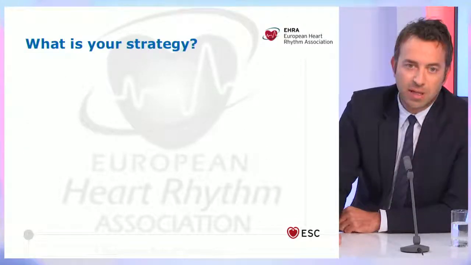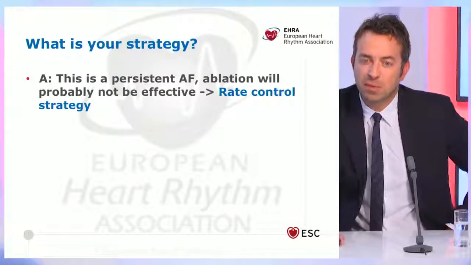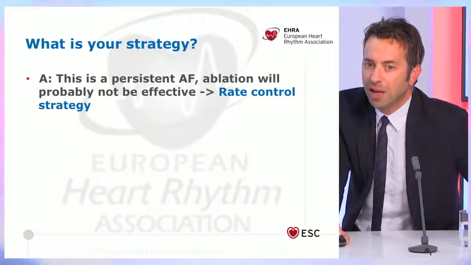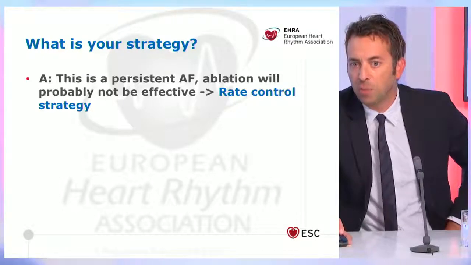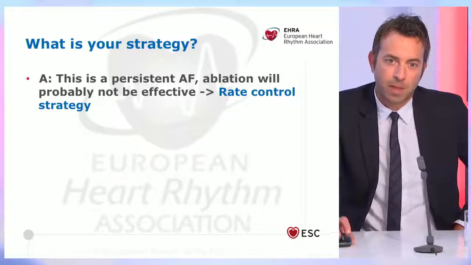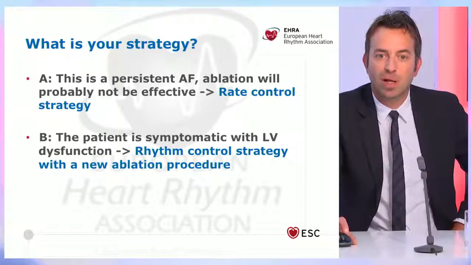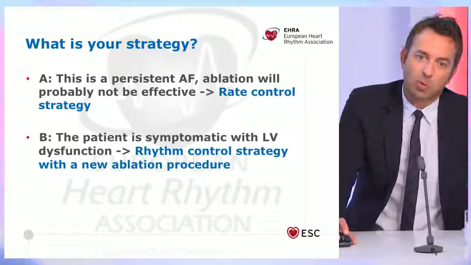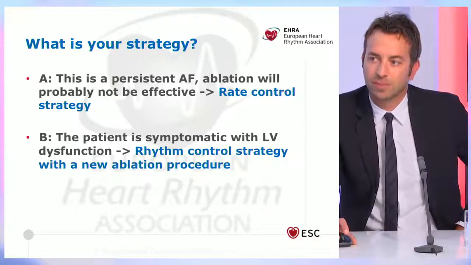So the first question is, what is your strategy? Choice A, this is a persistent AFib. Ablation will probably not be effective, and the guidelines are not very clear, so I propose a rate control strategy. Choice B, the patient is symptomatic with a left ventricular dysfunction, and so I propose a rhythm control strategy with a new ablation procedure. Make your choice. I think it's an interesting question. It's the old question, rate or rhythm control, and please submit your answers.